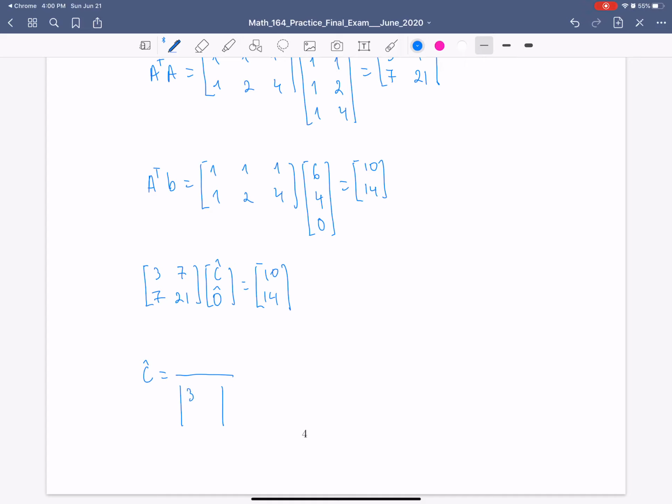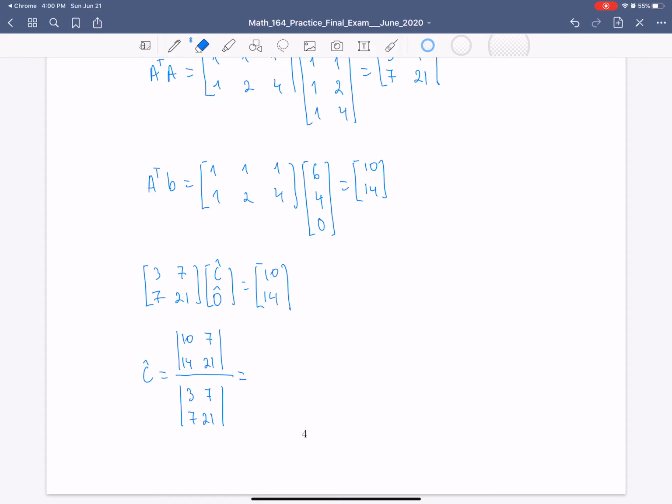A transpose A really, but anyway. 3, 7, 7, 21. And then in the numerator, I have 10, 14, 7, 21. So what do we have? We have 210 here minus, and it might be smart to factor some stuff out, really. Yeah, I think I don't want to deal with big numbers.